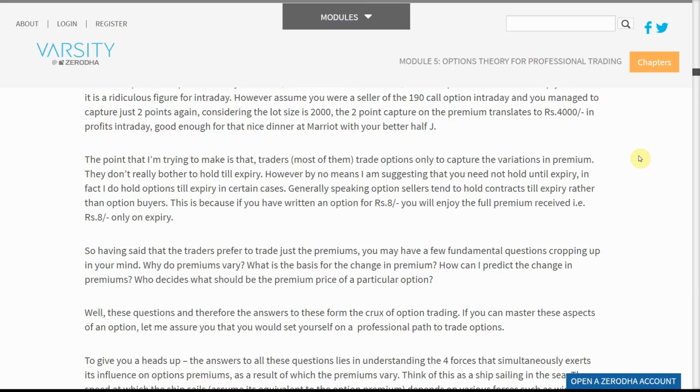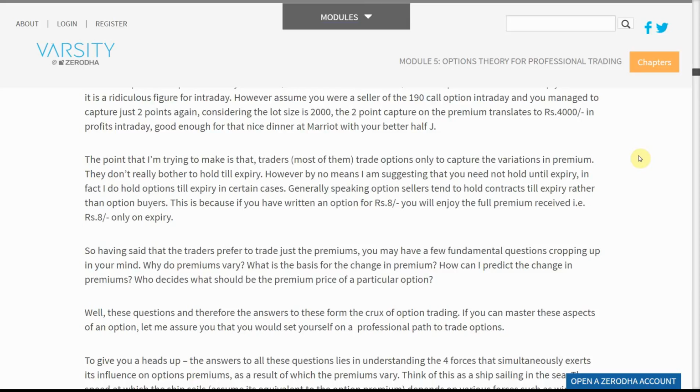You may have a few fundamental questions cropping up in your mind. Why do premiums vary? What is the basis for the change in premium? How can I predict the change in premiums? Who decides what should be the premium price of a particular option? Well, these questions and therefore the answers to these form the crux of option trading. If you can master these aspects of an option, let me assure you that you would set yourself on a professional path to trade options.